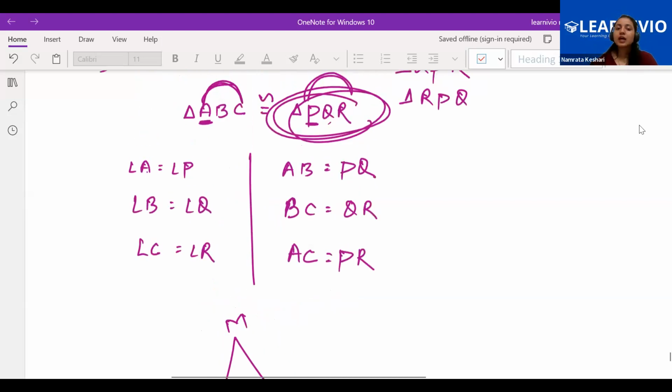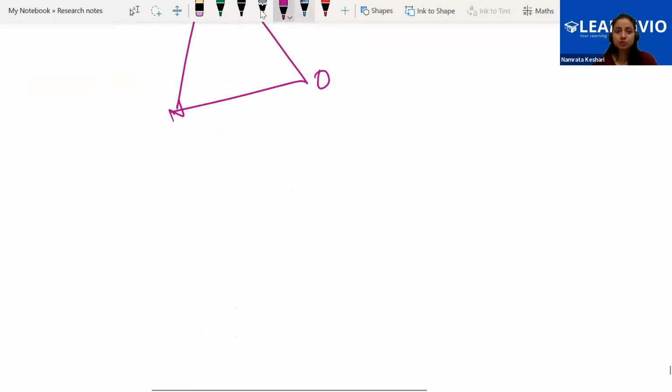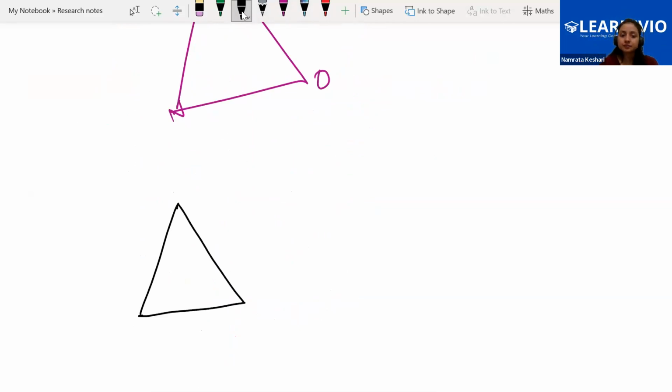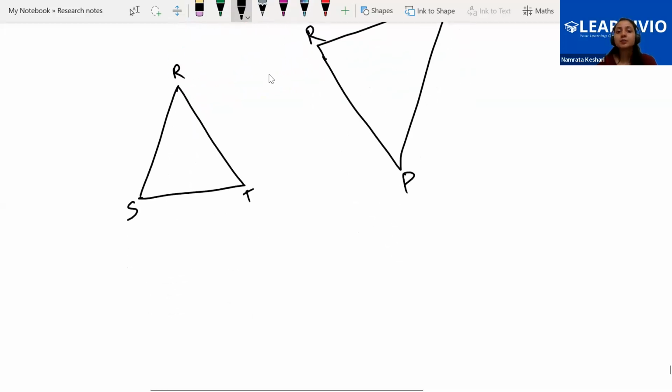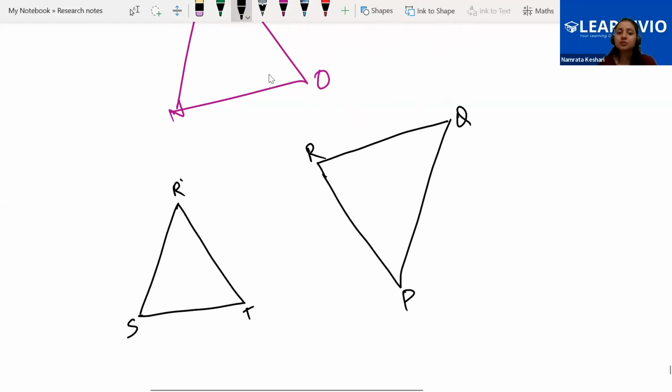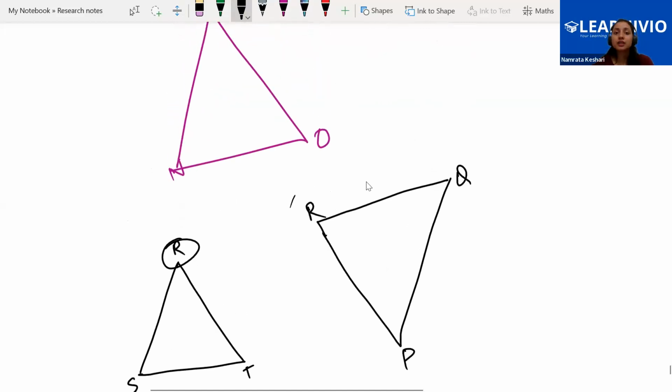So now let's take two triangles which are similar with each other. Suppose we are having one triangle, and we are having another triangle. Let's say this is triangle RST and this is triangle, let's say, PQR. That's why we always say to be specific with the name of the angle. Can you see R is here, R is here? So we cannot say R and R. And S and T. That's why we don't write the name of the angles.